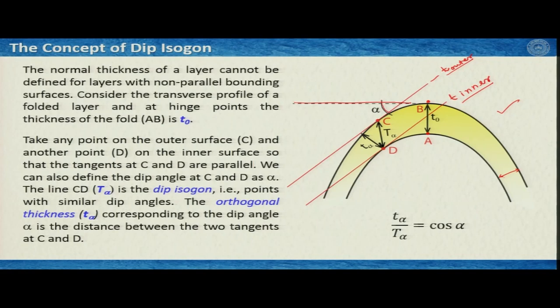Now once we figure out the dip isogons, we can measure the thickness of this layer as the distance from one T inner to T outer. This is known as the orthogonal thickness, which corresponds to the dip angle alpha. So at a particular angle alpha, it is the distance between the two tangents, in this case C and D. Now, if I connect these two points, C and D, where T outer and T inner are parallel, then the distance I can assign as capital T alpha. From the geometric relationship, you can figure out that small t alpha divided by capital T alpha should be cos alpha. Now, these are the concepts of dip isogons, or this is how it is constructed.